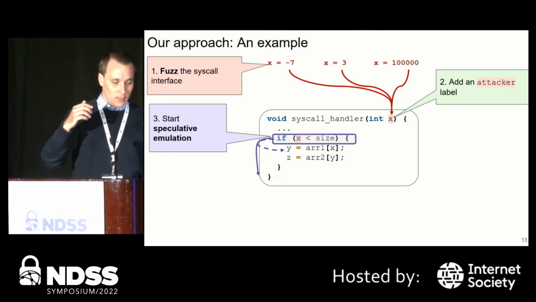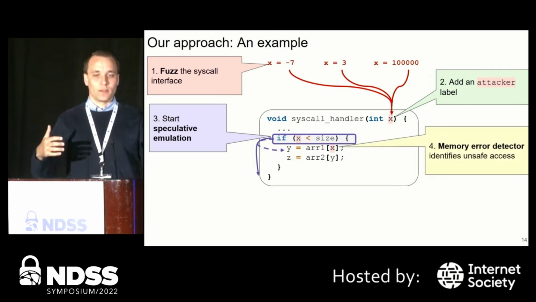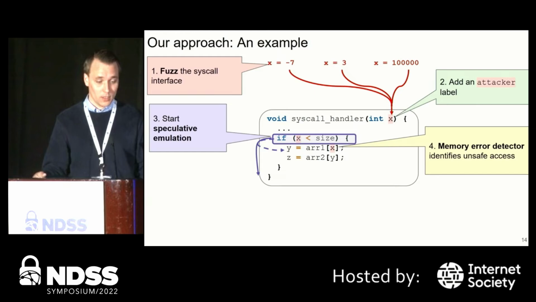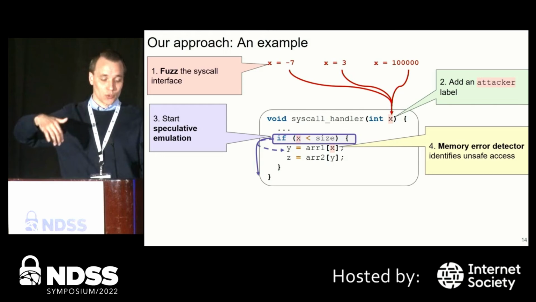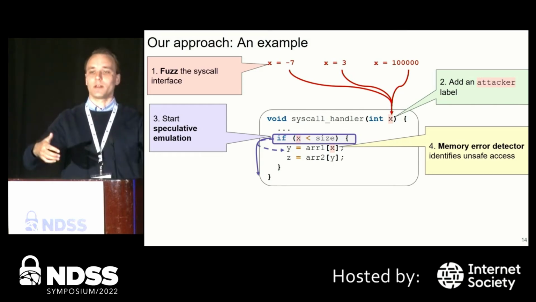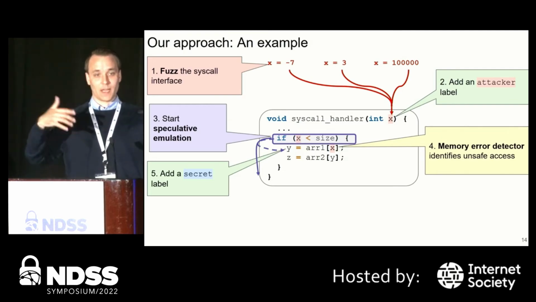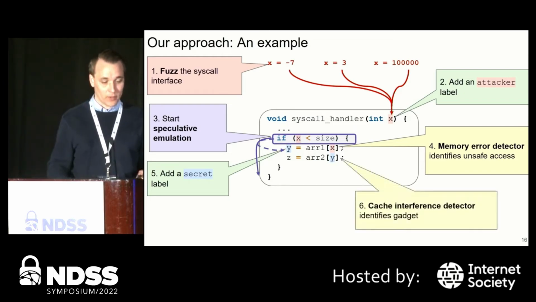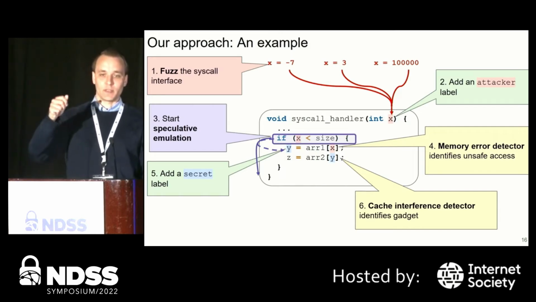Next, the taint continues to propagate. Then we have all these vulnerability detectors that we have inserted for memory accesses and branches and things like this. In this case, we have a memory error detector that would identify an unsafe access. It's an out-of-bounds access, it's attacker-controllable, so it declares this is an unsafe access. What we do is add a secret label to the output, so this is now secret data. Then this secret label would propagate to the next load, and then we have a cache interference detector that identifies this gadget because there is a dereference of a secret pointer.